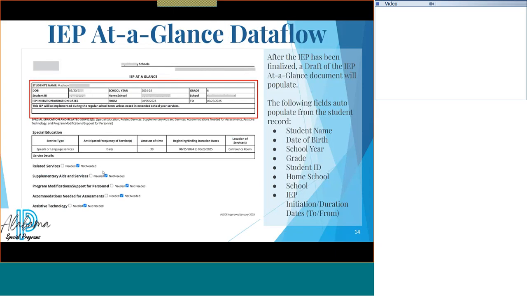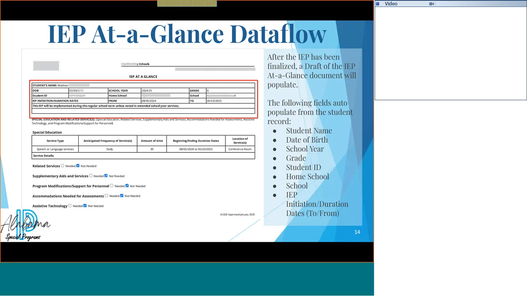Okay, so here we go. Section by section. This is your data flow. This is where your data on this form comes from. So if you look at the box in red, that's the top, the demographic information, and that's your general information: student name, date of birth, school year, grade, student ID, school information, and IEP initiation and duration dates, from, to, whatever. Those things come from the IEP or from the student profile. So those are auto-populated, and we don't have to worry about any of that information.